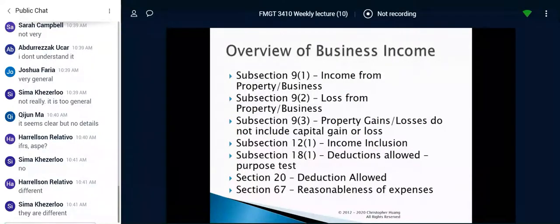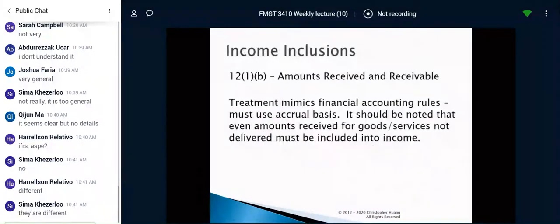And then section 67, again, is another key area, and we'll talk about some of these. It is about what is considered reasonable for an expense. What amount is considered reasonable for an expense? So we're going to delve into all these different areas of the Act.